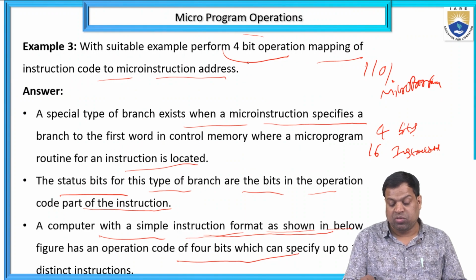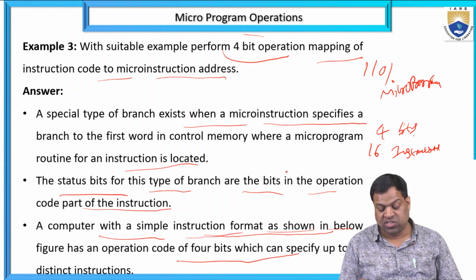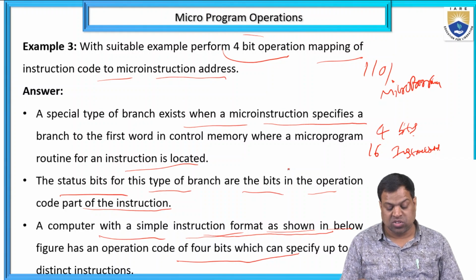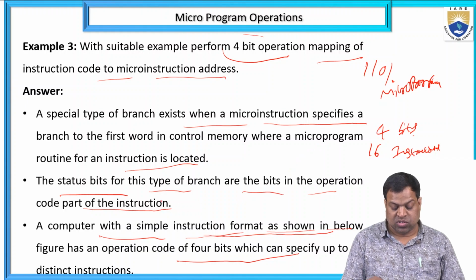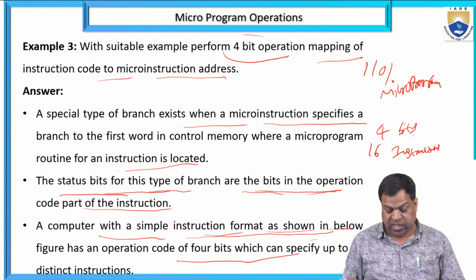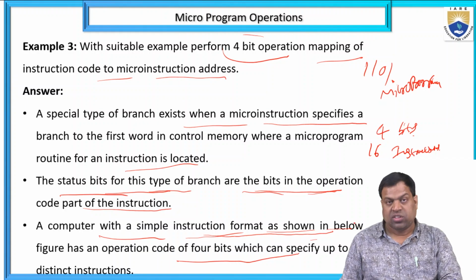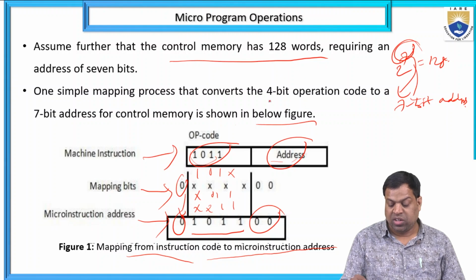Here with a suitable example, we perform 4-bit micro operation mapping of instruction code to micro instruction address. A special type of branch exists when a micro instruction specifies a branch to the first word in control memory where a microprogram routine for the instruction is loaded. So the status bits of the branch are the bits of the operation code of the instruction. When the instruction format is shown, 16 distinct instructions are shown, and further control memory is 128 words, 2 power 7 equals 128. So we need a 7-bit address, and the 4-bit operation code with the 7-bit address is shown here.